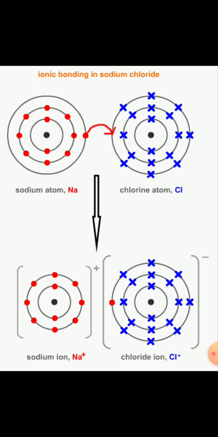Here we can see sodium is a metal and chlorine is a non-metal. So transfer of an electron has taken place from sodium to chlorine, which means from a metal to a non-metal. So this is called an ionic compound.